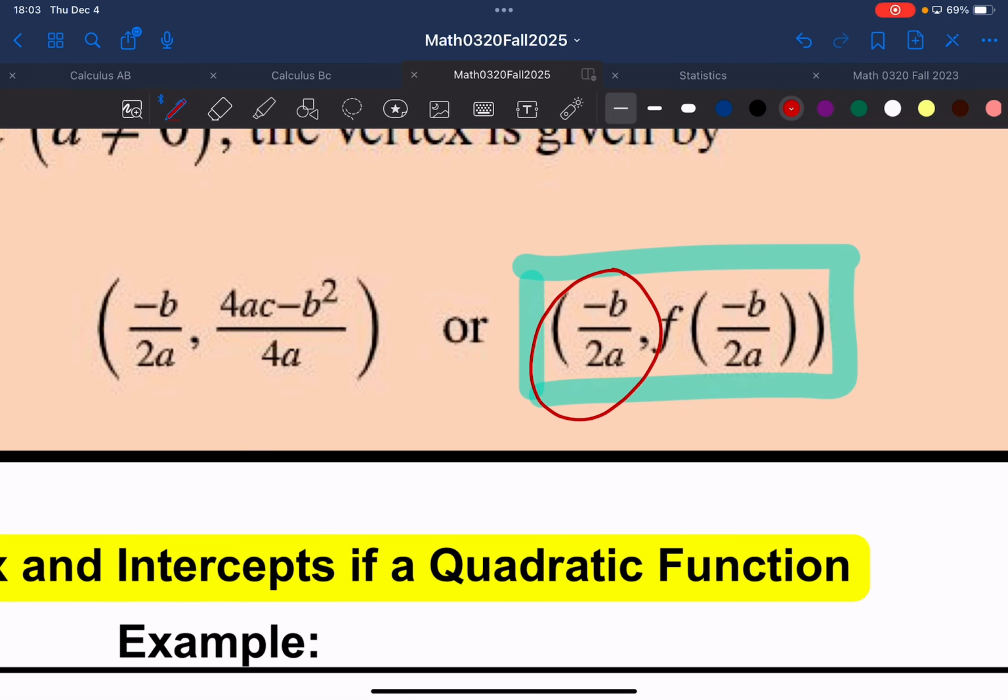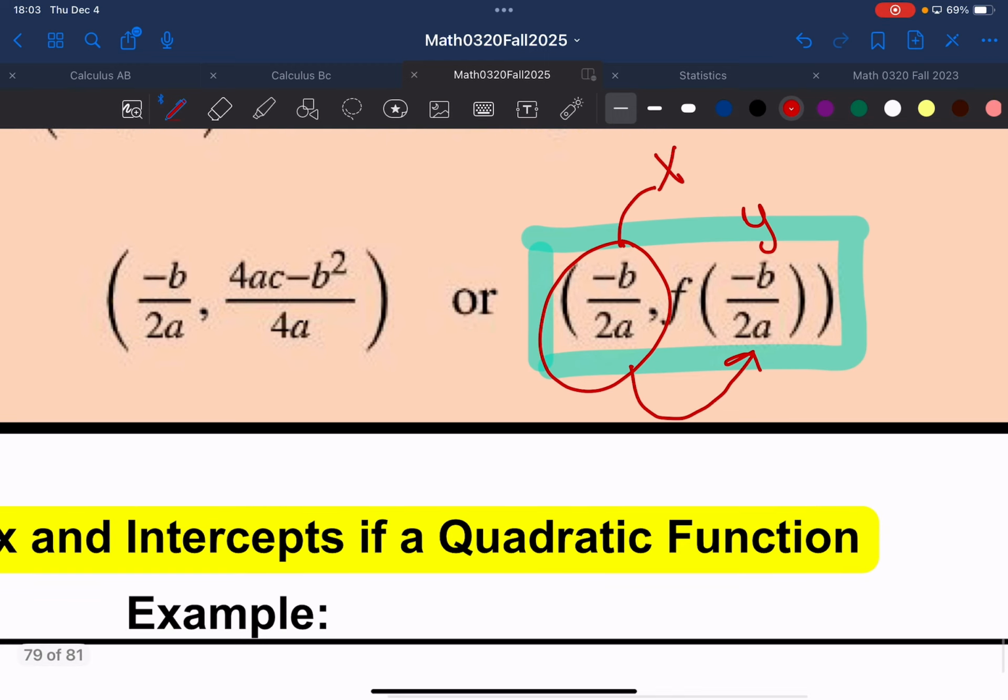This part right here is our x. So we still use the standard form ax squared plus bx plus c, and we're going to use the values of b and a to find our x value. Once we find that x value, we are going to plug it back into the function, and that is then going to give us our y value. Once we have that x and y value, we have the vertex. So it's just another way to find the vertex. Again, this one's not as common.